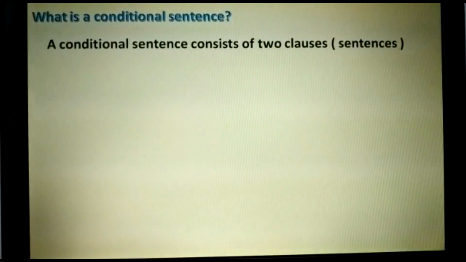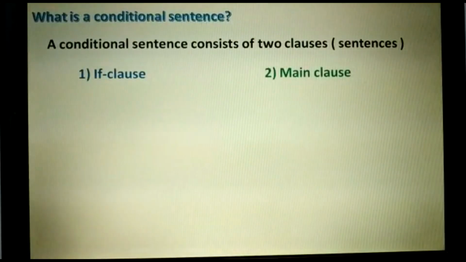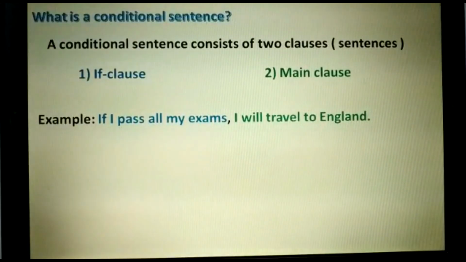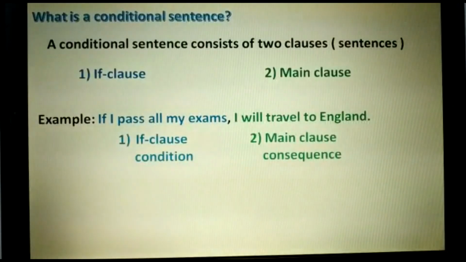So let us begin this lesson with this question. What is a conditional sentence? A conditional sentence consists of two clauses or sentences, the if clause and the main clause. For example, if I pass all my exams, I will travel to England. If I pass all my exams is the if clause, and I will travel to England is the main clause.